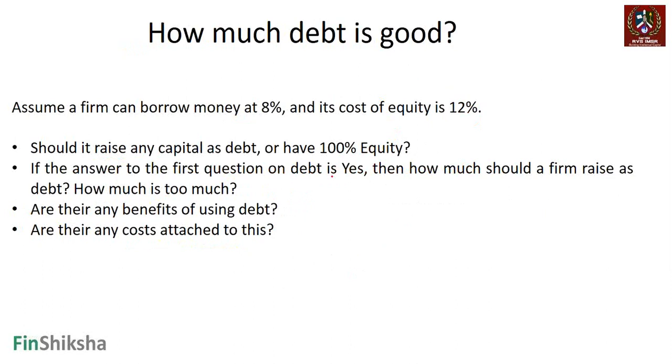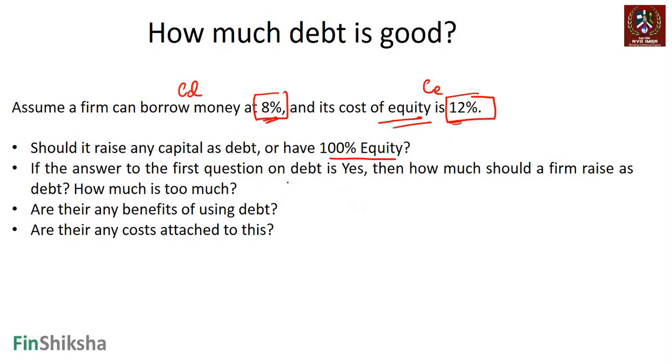Now, assume a firm can borrow money at 8%, so that's the cost of debt, and its cost of equity is 12%, so that's the cost of equity, right? Should it raise any capital as debt or have 100% equity? Now we know equity cost is higher, debt cost is lower. So it might actually make sense to have a little bit of debt for sure. How much is a question.